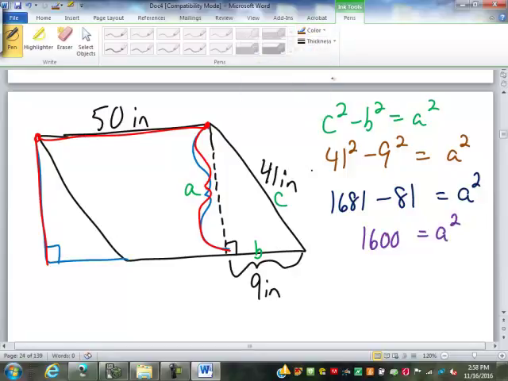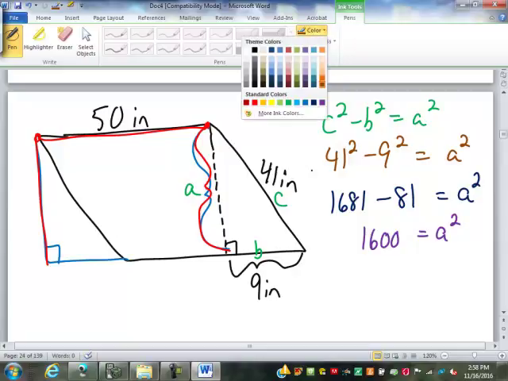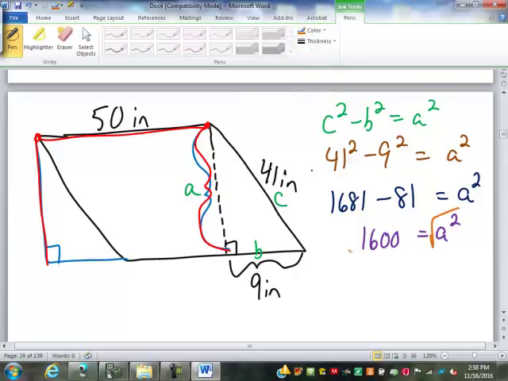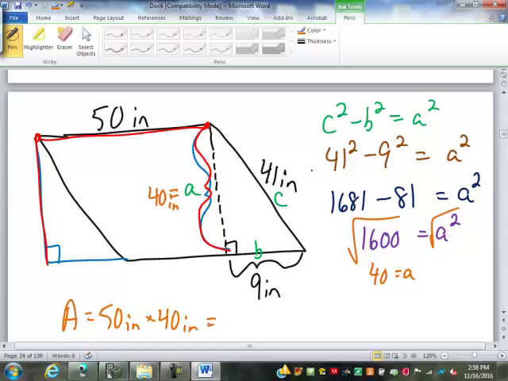Then, of course, we still have to do what to that? Square root it. Yes. Square root of 1600 is 40. So A is 40. So if that's 40 inches, my area is 50 inches times 40 inches, or 2,000 square inches.